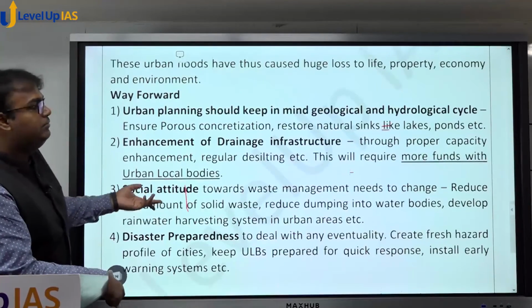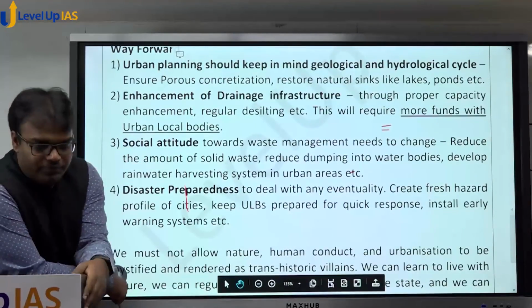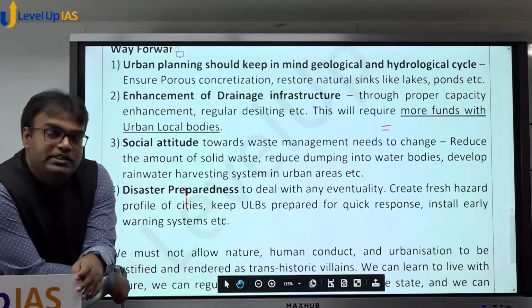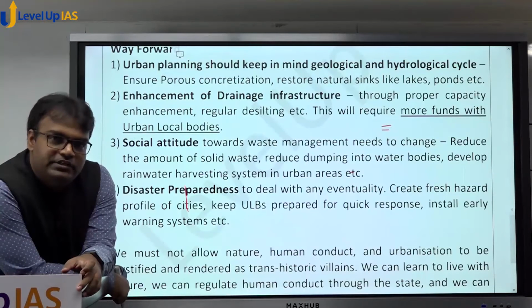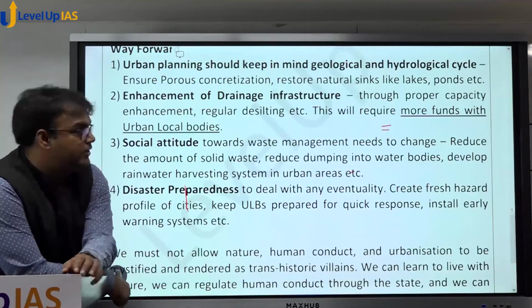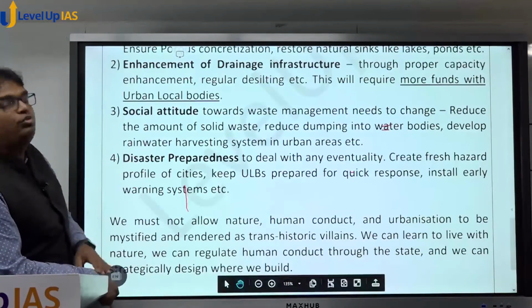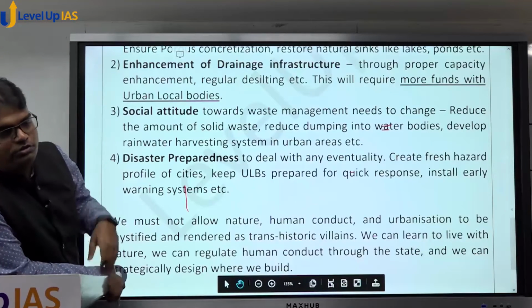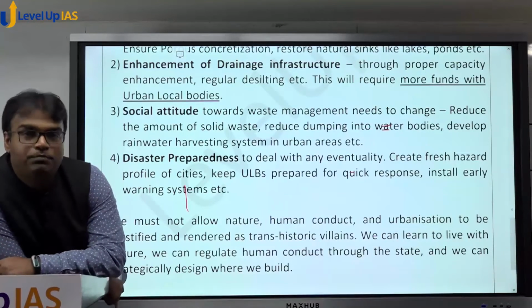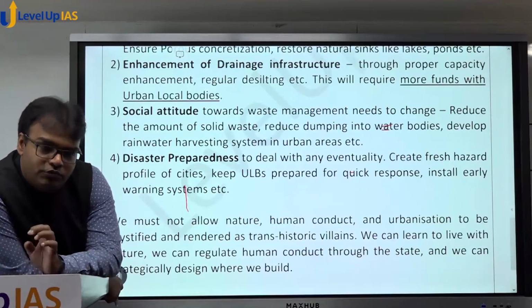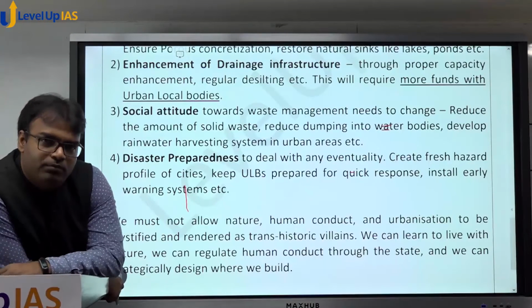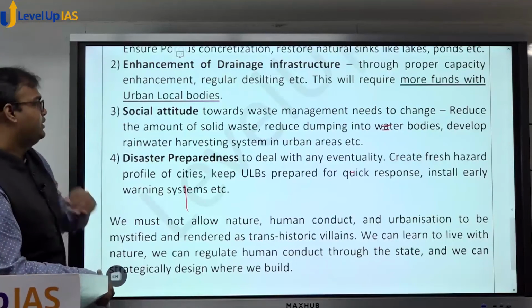Then the drainage system has to be enhanced. Its capacity has to go up, its maintenance has to go up. We may also plan a separate drainage system for river water in those cities which are very vulnerable to urban floods. Then social attitude needs to change. Like we can decide that we will produce less solid waste. If we produce less solid waste, there would be less chance that waste would go and block the drains or go and block the river. That is one thing that can be done.